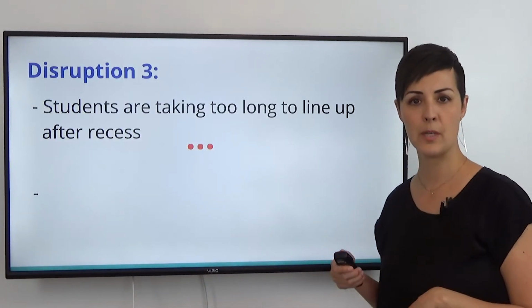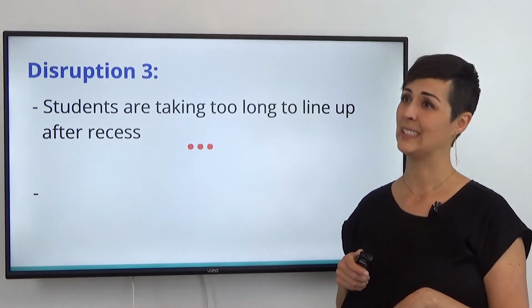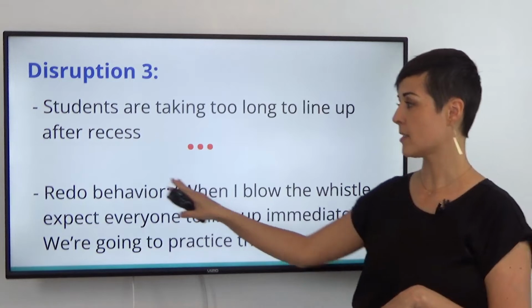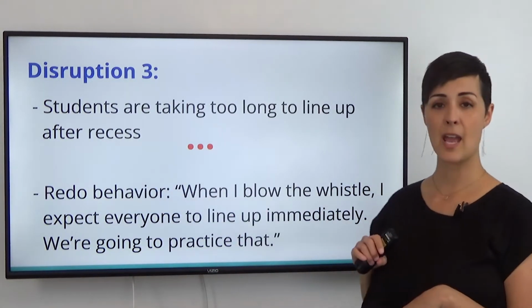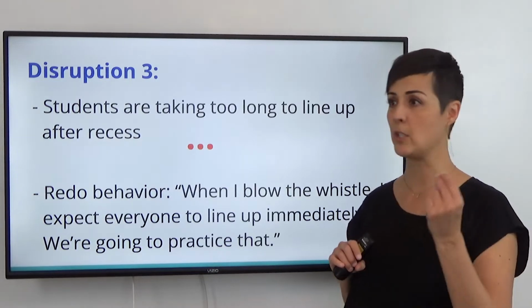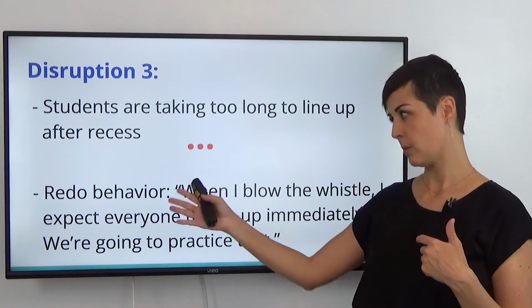Okay, disruption number 3, students are taking too long to line up after recess. What do you do? Possibly you would do a redo in this case where you say, when I blow the whistle, I expect everyone to line up immediately. That means you come right away. So we're going to practice that. And maybe you do the practice right then.